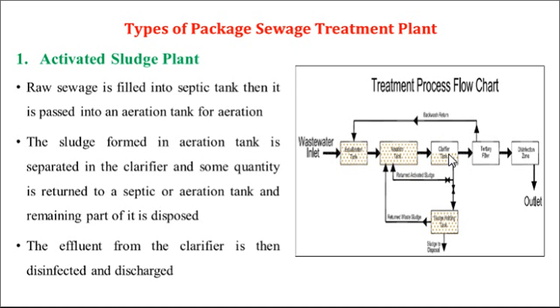The sludge formed in the aeration tank is separated in the clarifier, and some quantity is recirculated to the aeration tank, and the remaining part is disposed of. The working is the same as that of the activated sludge process, the only difference being that it is smaller in size, or compact. The effluent from the clarifier is then disinfected and discharged, and may be used for different purposes.